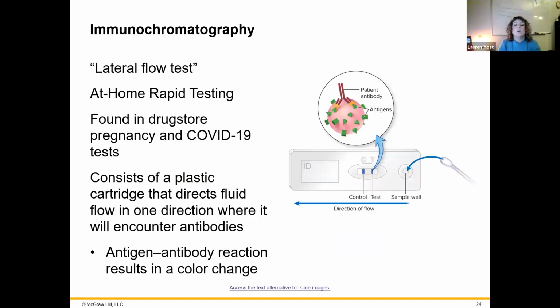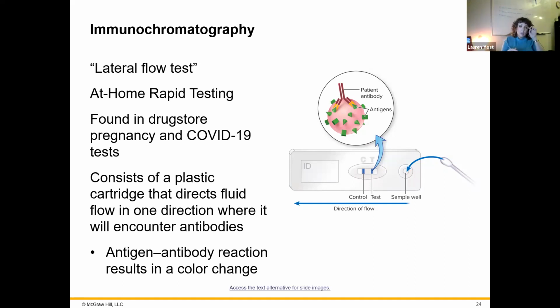All right, immunochromatography, we mentioned just a second ago. Here we're talking about lateral flow tests. Okay, and you do know these, and you know exactly what I'm talking about. These are at-home rapid tests. We can find these in the drugstore for pregnancy and for COVID-19. We've seen these before. They are plastic cartridges. There is basically some sort of medium, whether it's like a cotton-based strip or something.